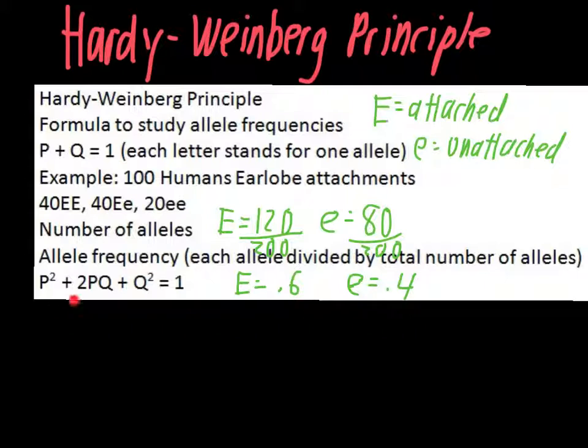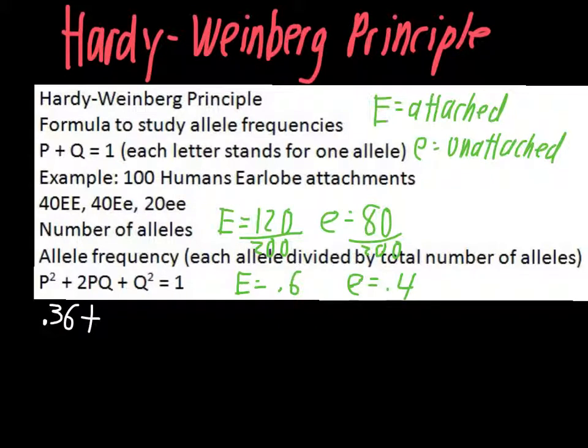You can kind of figure out which characteristics are representing that. If we think about why we're using this, p squared, remember p stands for capital E. So p squared represents our homozygous dominant individuals. 2pq represents our heterozygous individuals, where there's one of each allele. And then q squared represents our homozygous recessive individuals. So all we have to do is take these numbers and put them into the equation. So if we take 0.6 and square it, you're basically just multiplying 0.6 by 0.6, so we end up with 0.36 for that one.